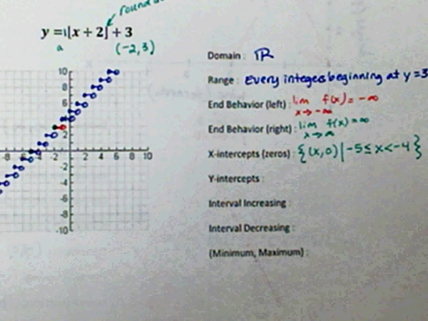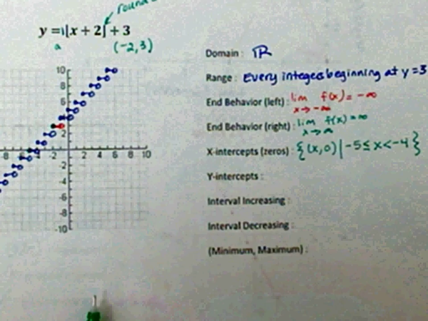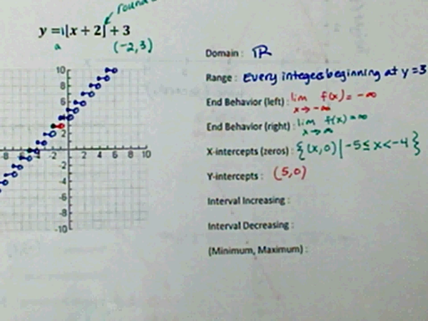Your y-intercept. So where are you crossing the y-axis? If you look, you're crossing at 5. So just (0, 5). All right.